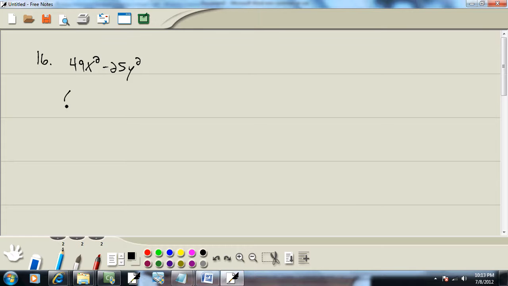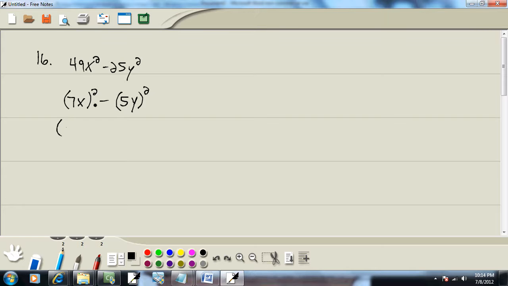So this one fits. What we try to do with it is write it as something squared minus something else squared. And we look at each individual piece, asking ourselves what times itself gives us that. Like 49, 7 times 7 gives us 49. X squared, x times x. 25, 5 times 5. Y squared, y times y.